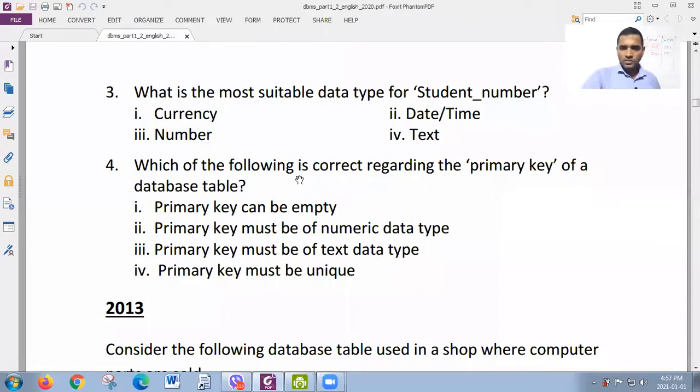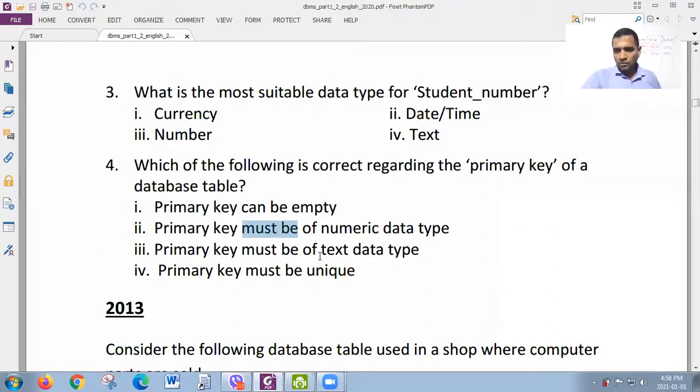Better check the answers. Check the options. The question is about the correct statement regarding primary key. Primary key can be empty, no, right? The primary key field must have data. That cannot be null. Null means empty. So the first one is wrong. Primary key must be of numeric data type. No, right? You can't say that the primary key field must be numerical figures. Fortunately, most of the fields which we select as primary key have numerical figures, but text can be too, right? It is not correct because they use the phrase must be. Because of that phrase, it is wrong.